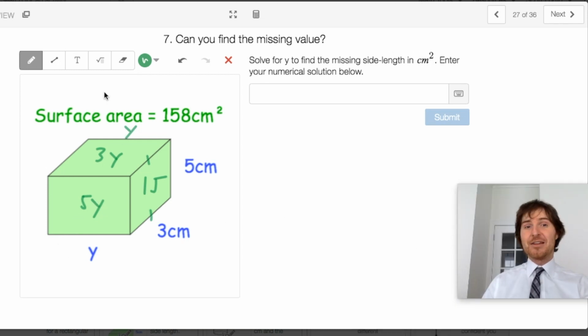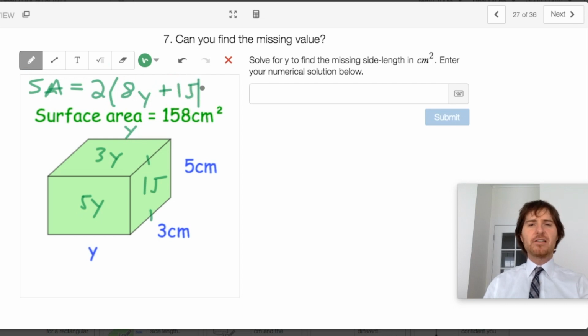This is how you're going to do it. Surface area is going to equal twice, 2 times whatever, because you have 2 of these sides here. Twice times 5y plus 3y. I'm going to make that 8y. Might as well combine like terms right now. Plus 15. Okay, plus 15.